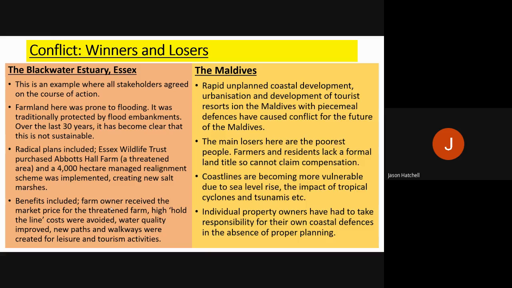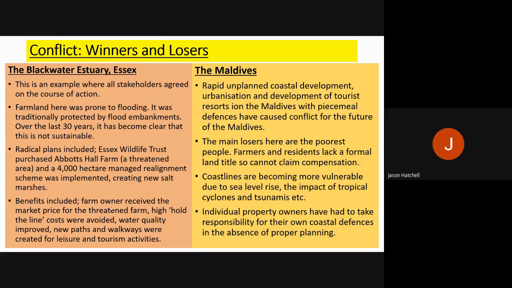We know that the Maldives has undergone rapid unplanned coastal development because of tourism, urbanization, and also tourist resorts being developed. And defences put in place to protect the islands have been piecemeal. They haven't been very effective at all. The main losers are the poorest people on the islands of the Maldives. So farmers and residents, who are mainly the poorest people, lack a formal land title, so they cannot claim compensation if their land is destroyed by, for example, storm surges or saltwater encroachment or flooding by rising sea levels. So they are massive losers in this case, the farmers and residents.